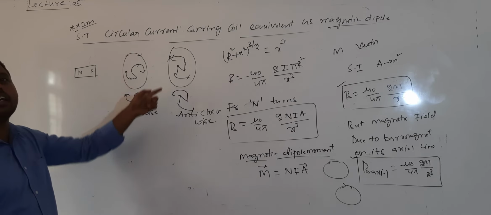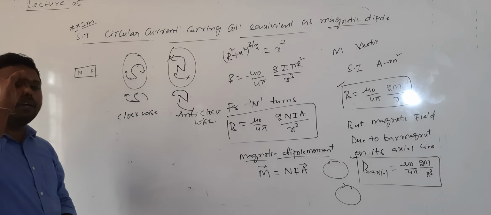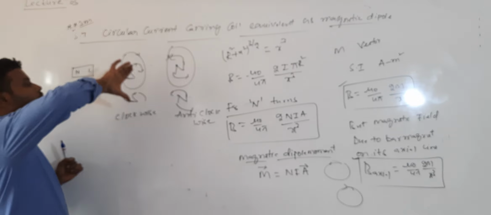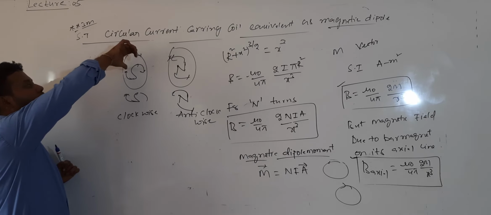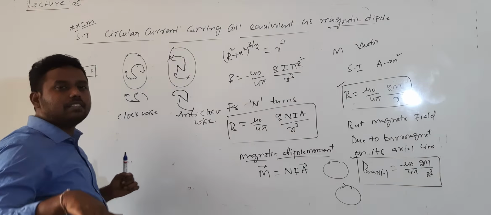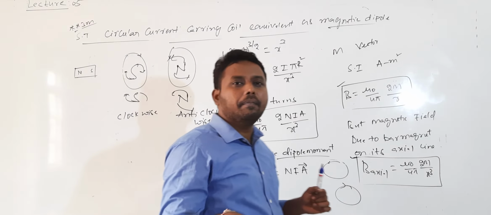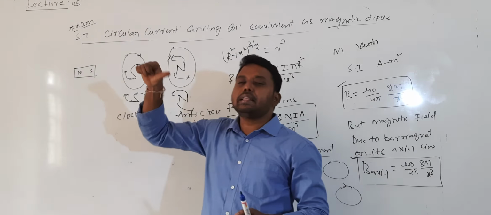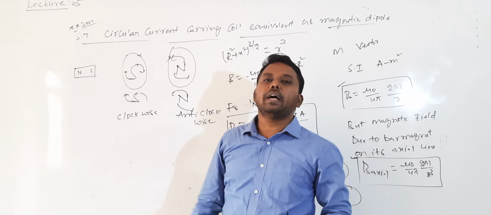Even the direction of the magnetic field due to a circular current carrying coil can be calculated by using the right hand rule. So fold your palm in the direction of which one? Current. So in what direction is the current passing? When you fold your palm, then what happens? The thumb will indicate the direction of the magnetic field.